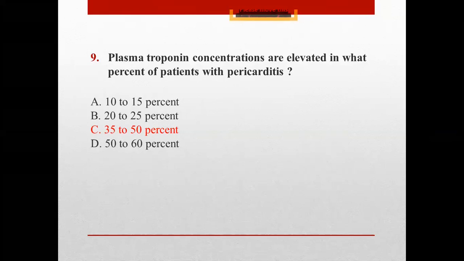In fact, cardiac troponin may be elevated in 35 to 50% of the patients with pericarditis due to involvement of the myocardium causing perimyocarditis. Okay, to the next question.